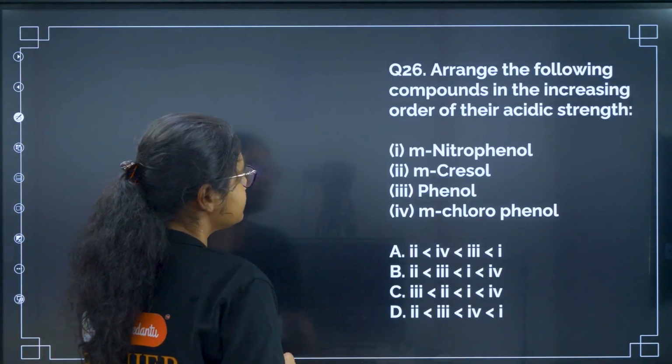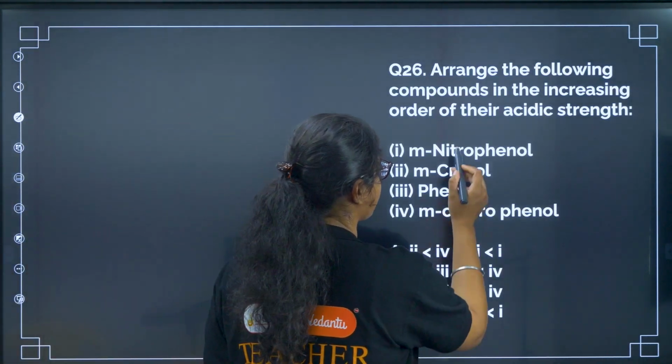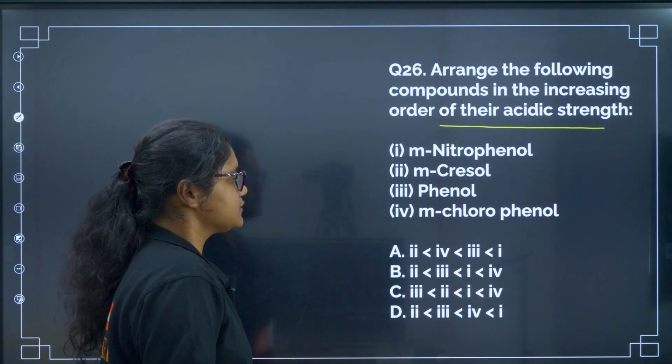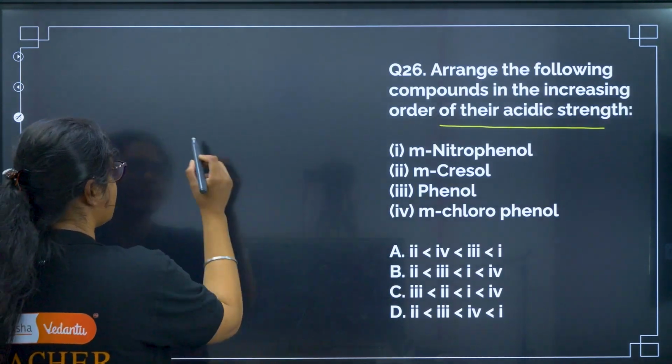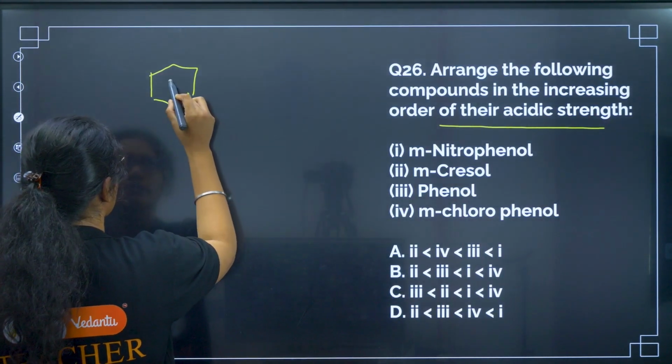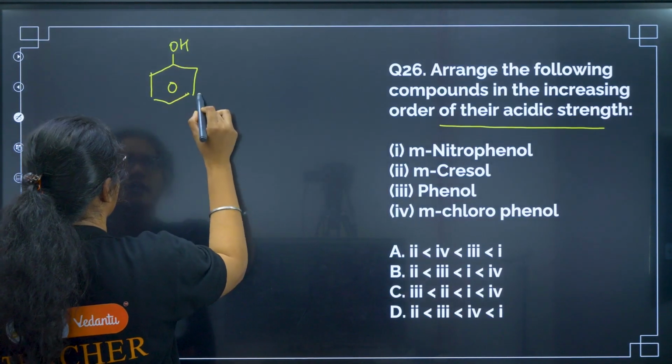Okay, next. Arrange the following compounds in, again, acidic strength. So let us draw the structures first. Meta-nitrophenol, we have OH and then NO2.